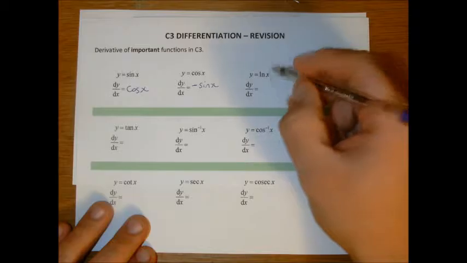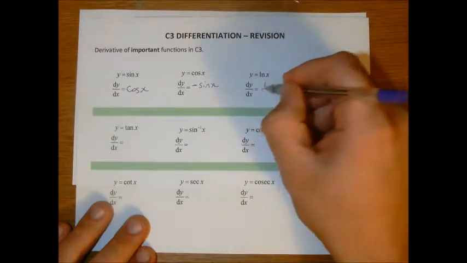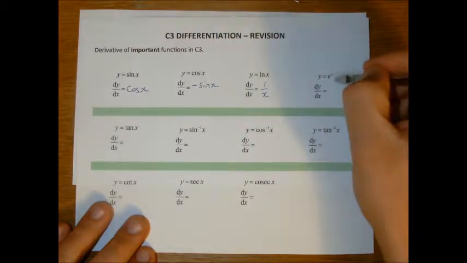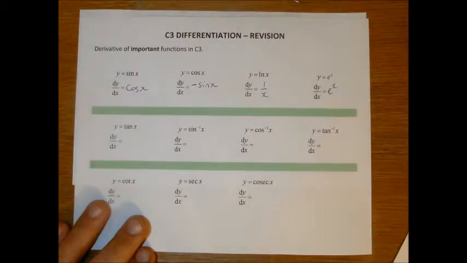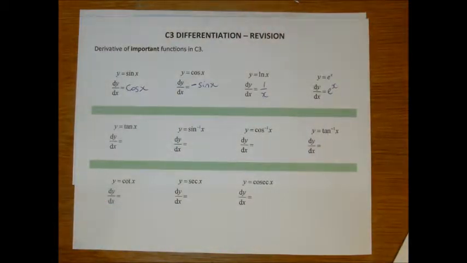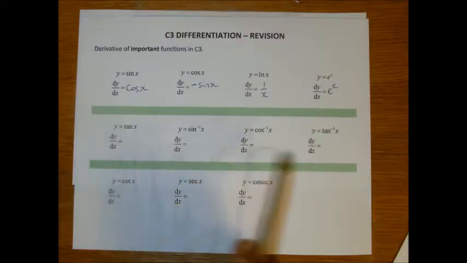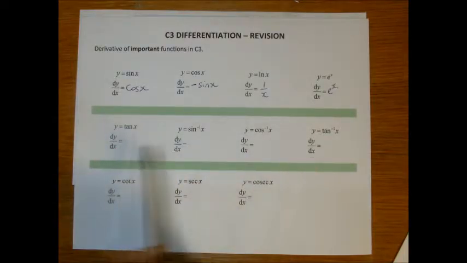If y equals ln x, dy/dx is 1 over x, and if y equals e to the x, dy/dx is the same, simply e to the x, it doesn't change. Now the remaining functions here are worthwhile remembering, but they are given on the formula sheet.